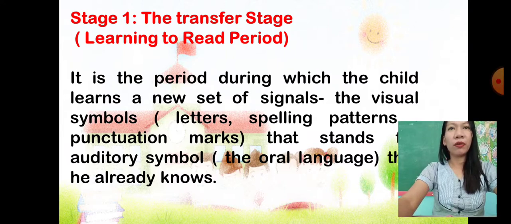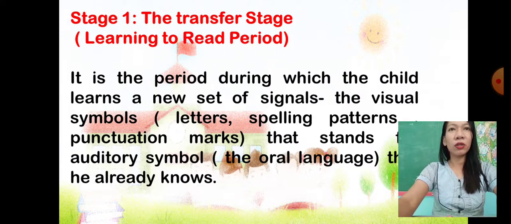Let's come now to Fry's three stages of reading. First is the transfer stage or the learning to read period. It is the period during which the child learns a new set of signals or the visual symbols like letters, spelling patterns, punctuation marks that stand for auditory symbols or the oral language that he already knows.